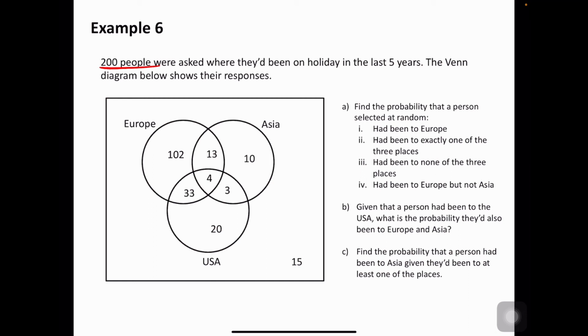So add these values up. So it's 17, 40, 50, 152. I worked that out in my head, so I'm hoping I haven't made a mistake.